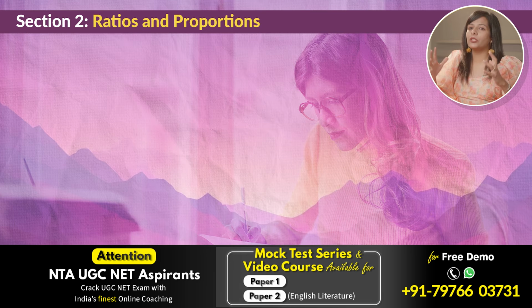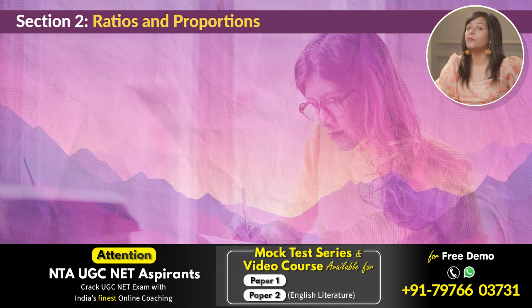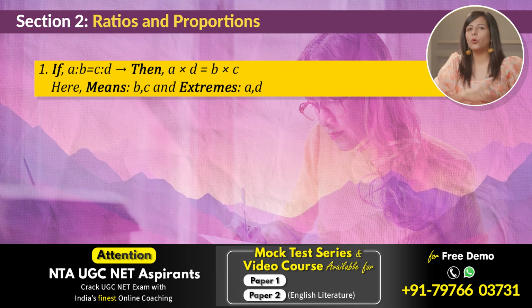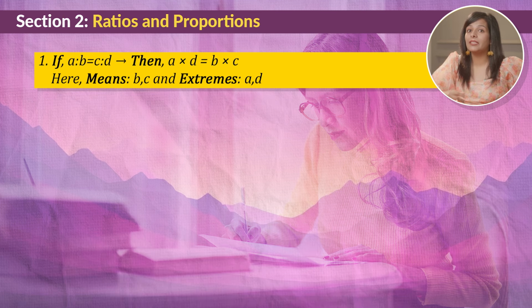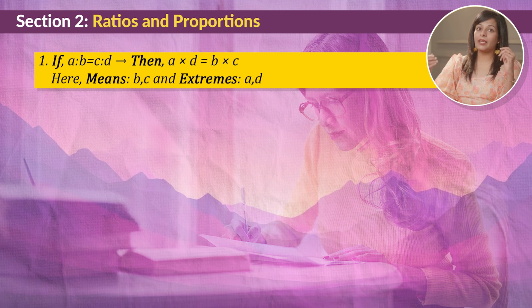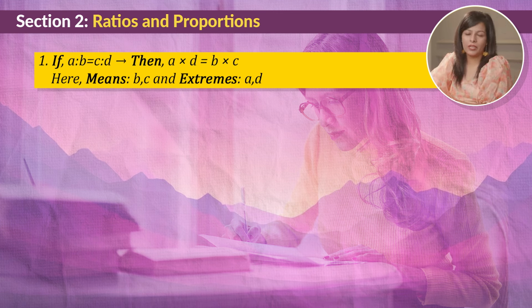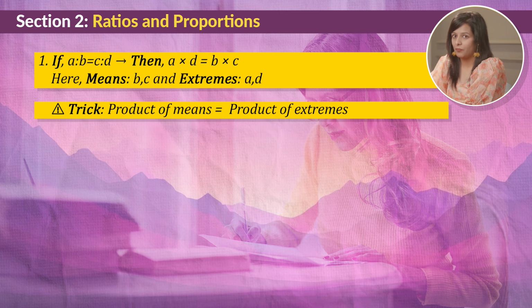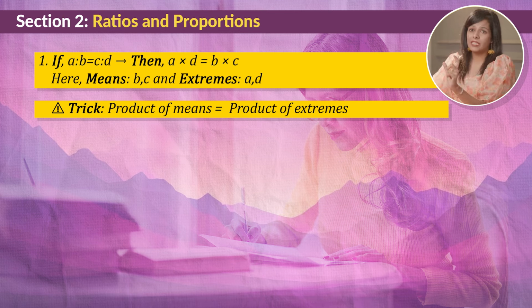Next, we come to ratios and proportions. Let's look at some formulas and tricks. If 2 ratios, A is to B and C is to D, are in proportion, which means that they both simplify into the same values, then A into D is equal to B into C. A trick to remember this is product of means equals product of extremes. Here the means are B and C and the extremes would be A and D.